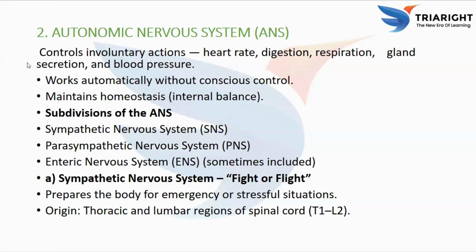So what do you mean by the sympathetic nervous system? It activates the body during stress or danger. What is an example of the SNS? It increases the heart rate, widens the pupils, and it also stops digestion. Where is it originated? It originates in the thoracic and lumbar regions of the spinal cord, T1 to L2.